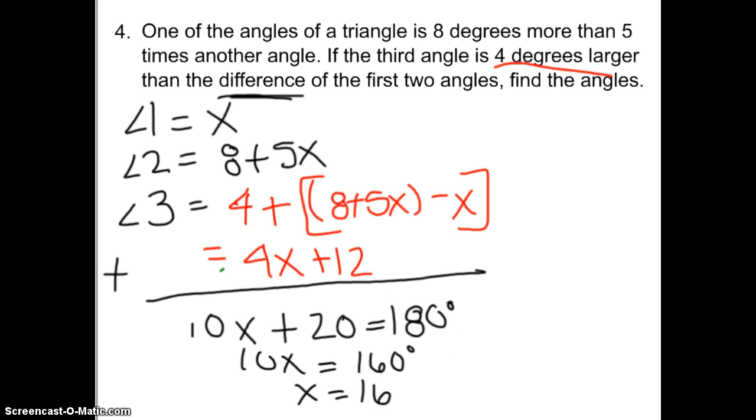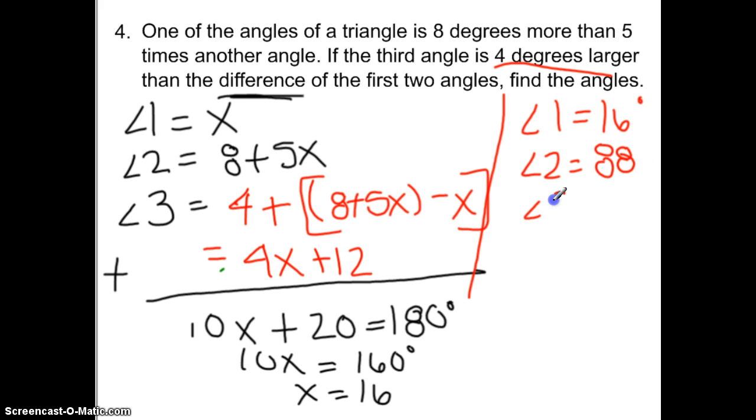Now you're going to plug x back in for all your angles. Angle 1 is going to equal 16 degrees. Angle 2 is going to equal 8 plus 5 times 16, and that's going to give you 88. And angle 3, 4 times 16 plus 12, is going to give you 76. Go through and check them all. If you add all three of your angles up, you get 180 degrees. You know you did your algebra right.